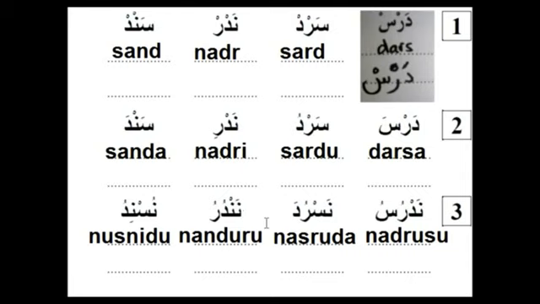The next word, nanduru. Nanduru. The next word, nusnidu. Nusnidu. Here the seen with the sukoon makes the sound s. So it wouldn't be sa. If it had a short vowel, it would have been sa or su or si. But it's just s. This is just the sound that the letter originally makes. If you put it after a short vowel, fatha, as, that's the sound it makes. Nusnidu. Go on to the last row.